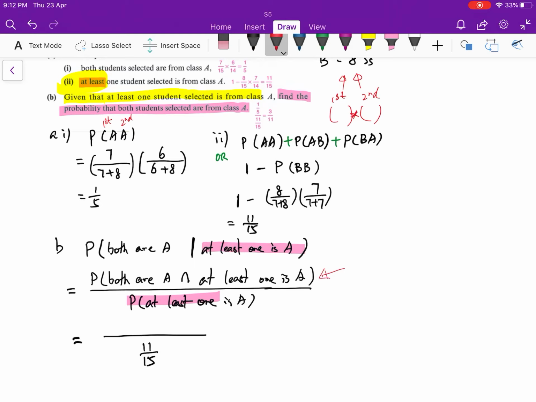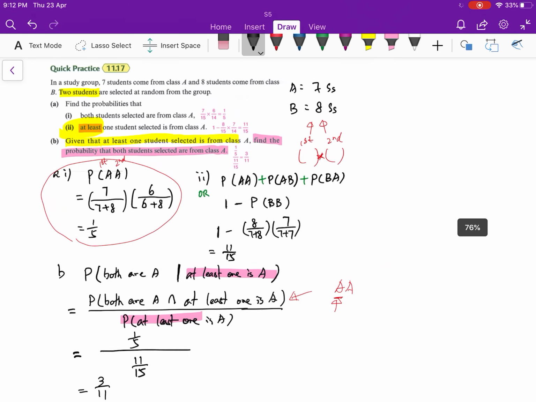Then the A part answer. A part is talking about what? Both are A. That means AA, and at least 1 is A. Yes, at least means it can be more. So it's AA. Where is the AA probability? The AA probability is here, A1. So we just directly copy the A1 answer in. 1 out of 5. Then simplify. Your final answer will be 3 out of 11.